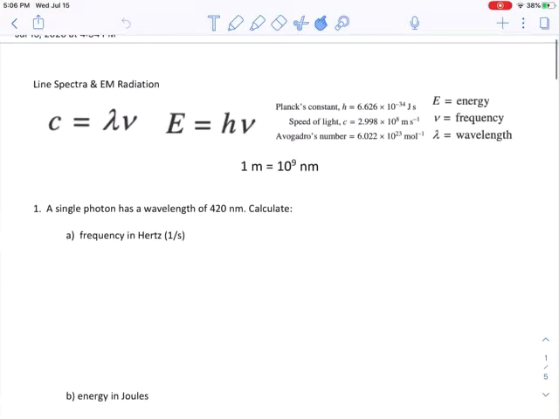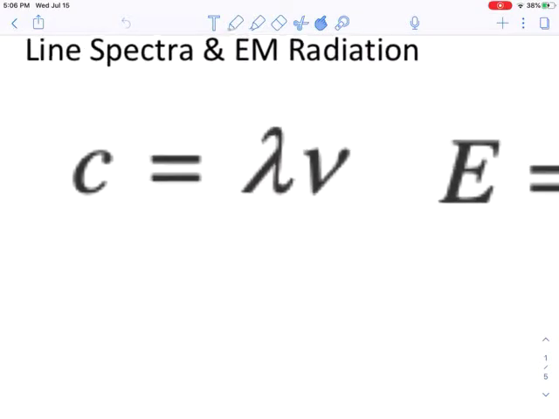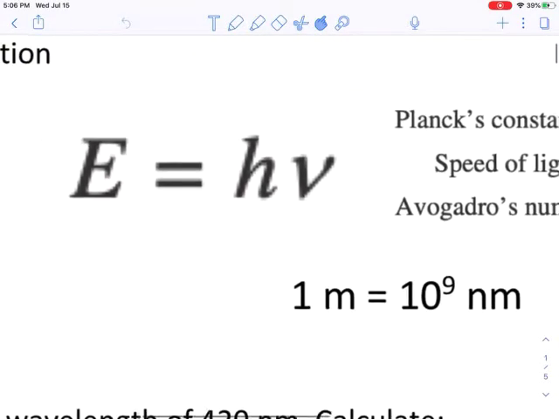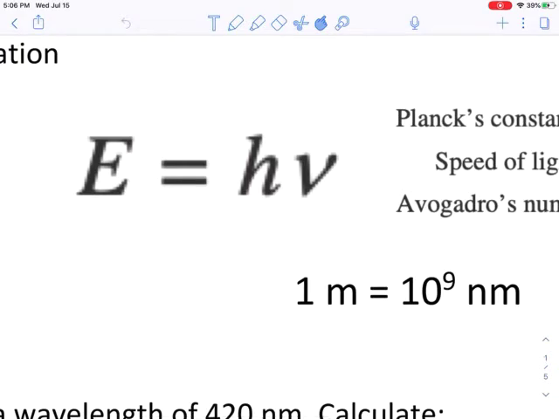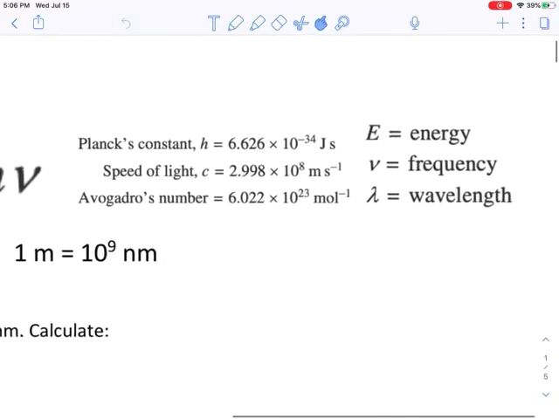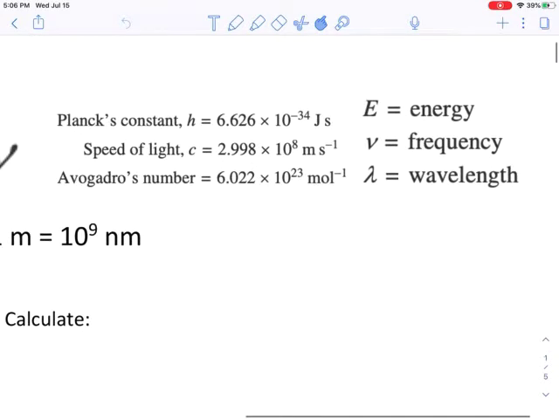So, a couple things up here at the top. We've got the equations and all the information that we're going to need in order to do this. This is our first equation, that the speed of light is equal to wavelength times the frequency. And then we've got the energy equation, where energy is equal to Planck's constant times the frequency. And then I've got your Planck's constant, speed of light, and Avogadro's number up here.